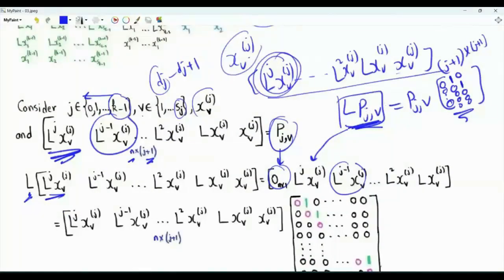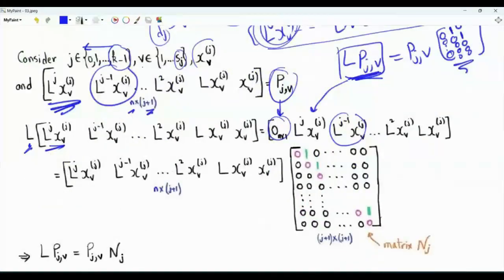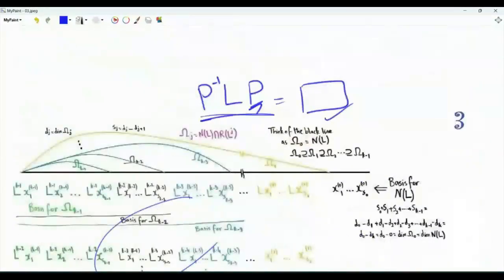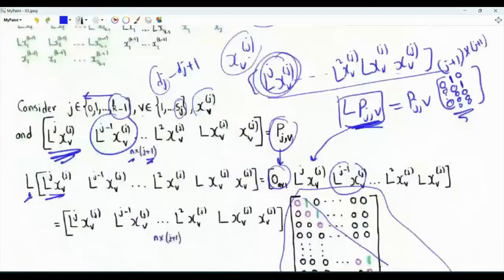Matrix L times bjv is equal to bjv times this j plus 1 by j plus 1 matrix denoted by nj. This is a matrix that is 0 everywhere except the ones that we have here on the diagonal above the main diagonal. And this is exactly what we want from this product. In other words, to achieve our goal, we construct matrix P using those matrices bjv.